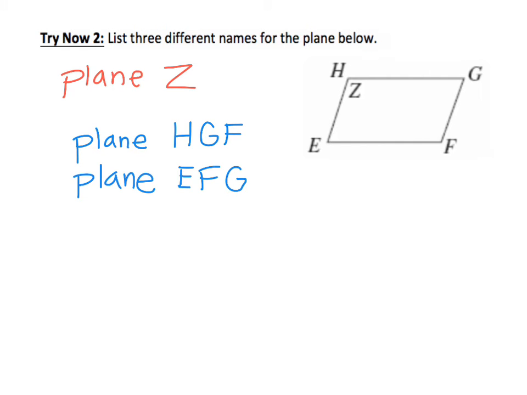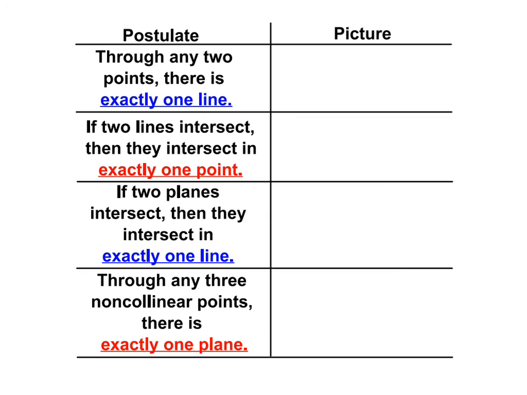This plane is a little bit different. It does have 4 points, just like the previous plane did. Point H, E, F, and G are all points on the plane. But notice this capital Z in one of the corners. One way we can name the plane would be plane Z, using that capital letter. The other ways we can name the plane are any combination of 3 of the points H, E, F, and G. So I use plane HGF and plane EFG. And again, your answer might vary.